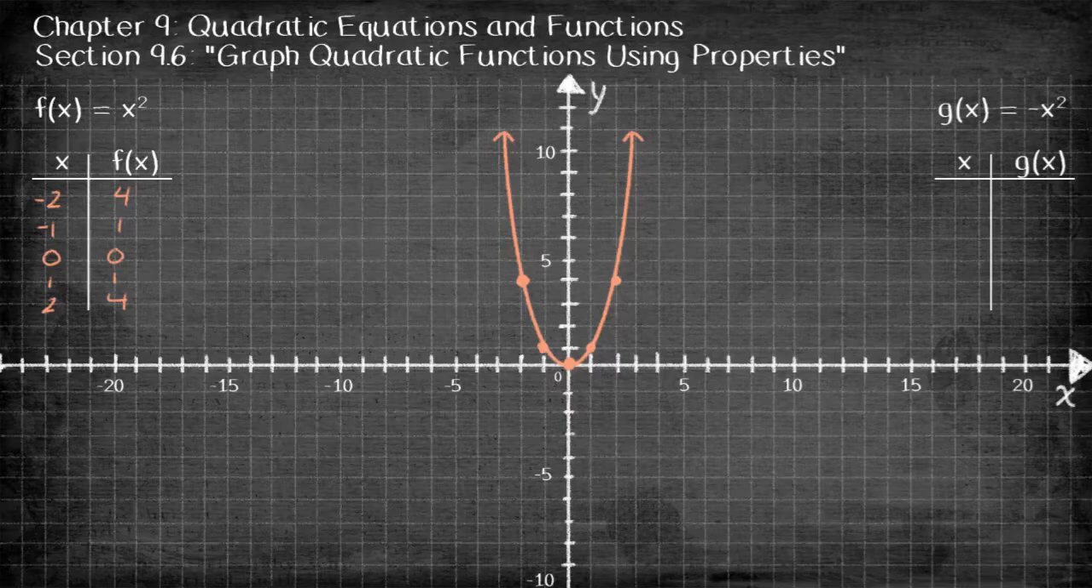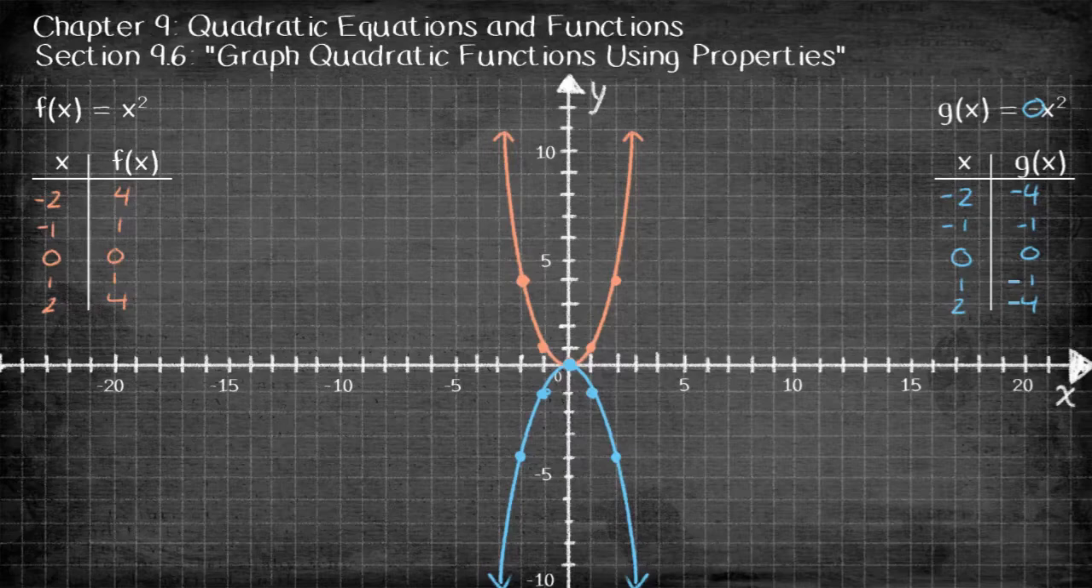We're going to do the same thing with negative x squared. We'll pick the same x values, so negative 2, negative 1, 0, 1, and 2. But notice we're basically doing the same calculation, except the answer always ends up being negative for g of x, and that's because of the order of operations. We square the number first and then multiply it by negative 1. Let's graph all those and connect the dots. So there we have our two graphs.